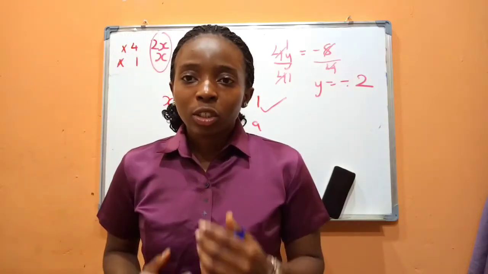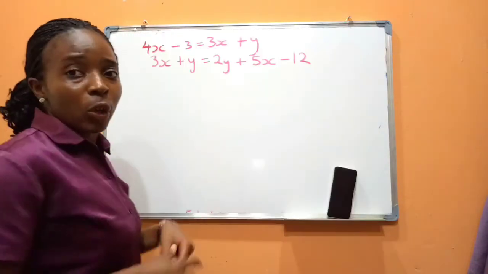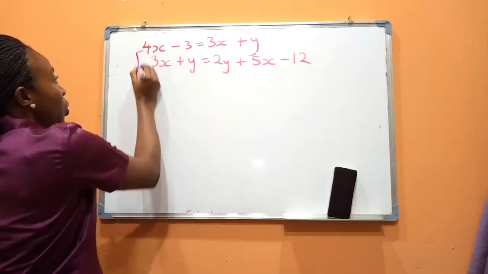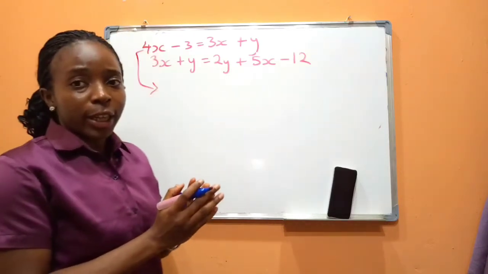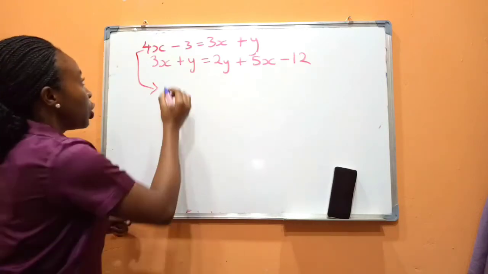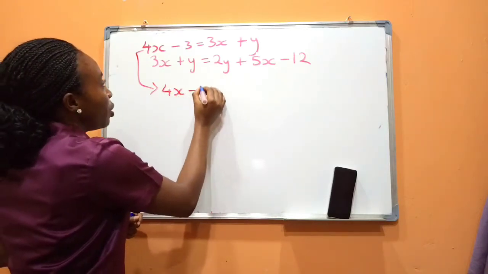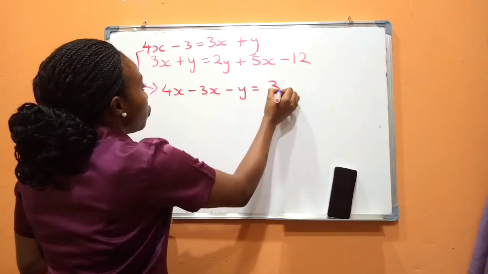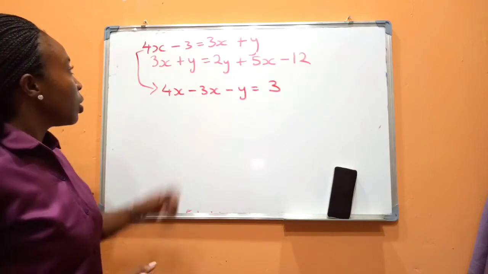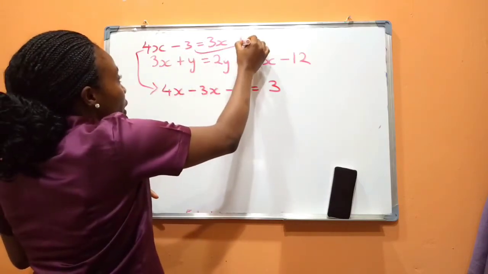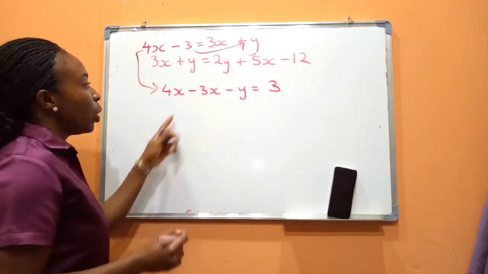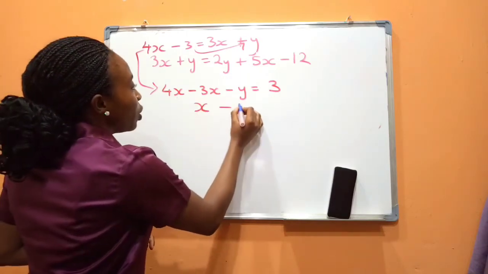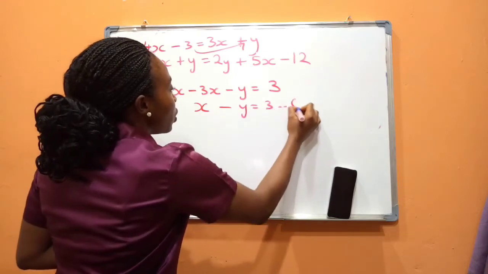Let's look at something quite different. So how do you handle something like this? Now for this first one, what we do is collect like terms and rearrange it. So we are going to have 4x minus 3x, then minus y equals 3. Because this 3 came to this side, that's why it gained the positive value. So we have 4x minus 3x gives us x minus y equals 3. This gives us equation 1.